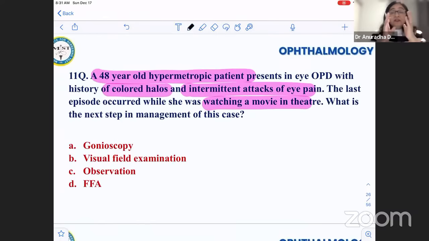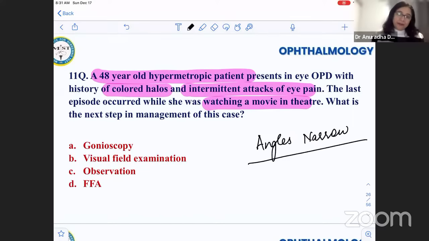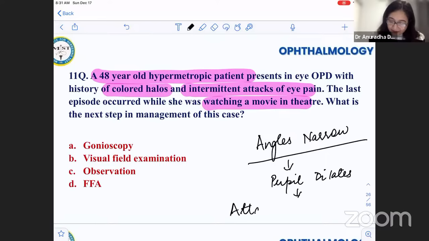And what is the relevance of hypermetropic patient? Because these patients have a small eyeball, the angles are expected to be narrow or closed. So in patients who have narrow angles, whenever pupil dilates, they can have an attack of angle closure glaucoma, for example, when they are in a movie theater when it is dark, or when they are too excited because of the sympathetic stimulation. The pupil block occurs, the aqueous cannot move from the posterior chamber to the anterior chamber, the outflow is blocked, and the pressure rises acutely. But whenever the pupil comes back to the normal size, the pressure automatically reduces and these patients can be normal again.